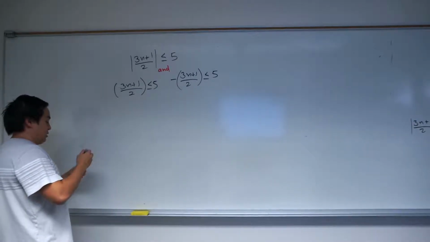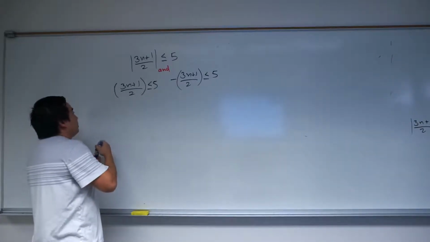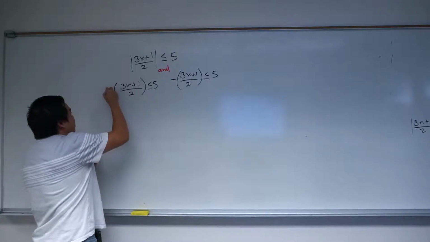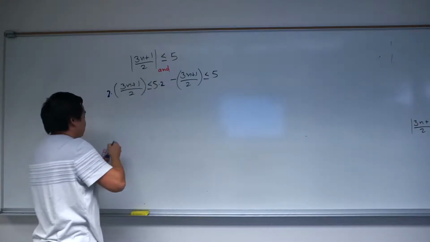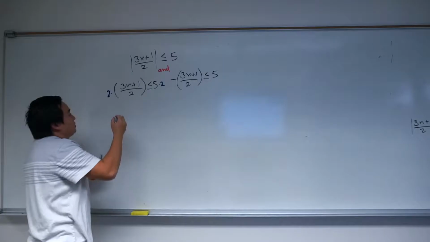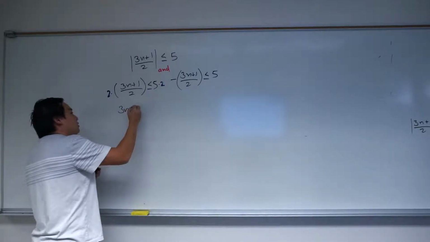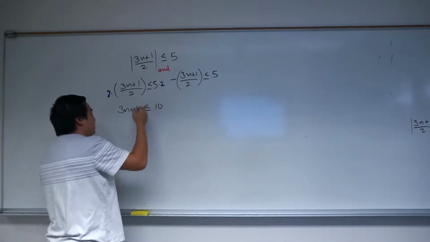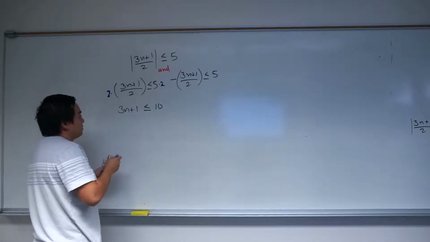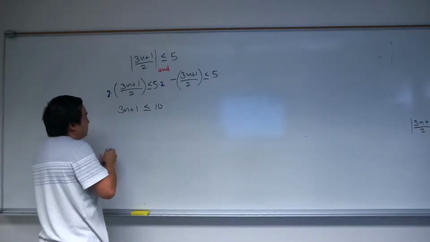So on the left-hand side, multiplying both sides by 2, you get 3n plus 1 is less than or equal to 10. Subtracting 1 from both sides.